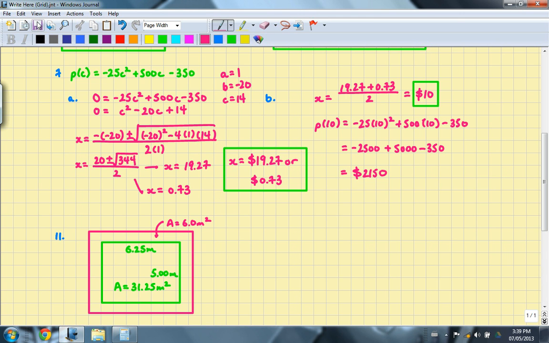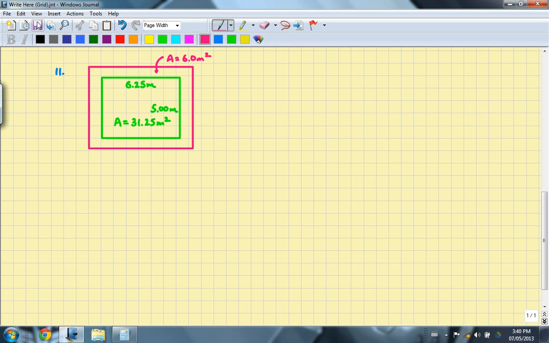So we'll move on to that last example, number 11. It is very similar to one of the questions that was done in class. So there's crushed rocks around a rectangular garden, and we want to find out what kind of width we can have for this border. Okay, so the setup is 6.25 meters by 5 meters. There's an area of 6 meters squared that can be covered by the crushed rocks. So we're going to try to find out what the width of the border is going to be.